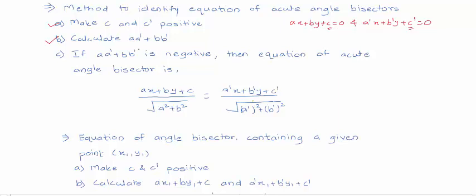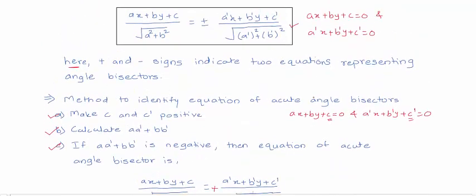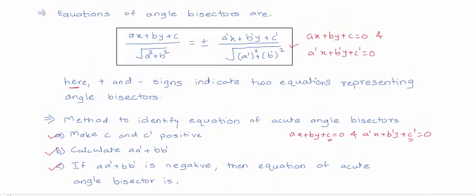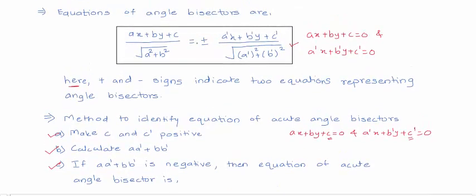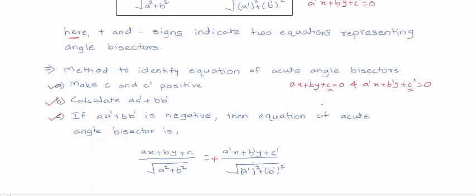Now students, the number obtained here, a dash plus b dash, if it is negative in the third step, then we use the positive sign. Plus sign is mentioned here; nothing written means it is a plus sign. Okay, from where do we take the plus sign? From the equations of bisectors. So these are the equations of bisectors. From here we take the plus sign as the acute angle bisector.